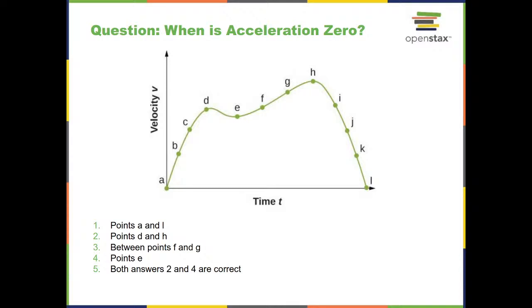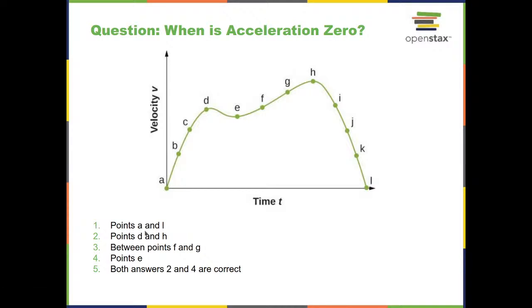So let's look at this graph here, which is velocity versus time. You can see there's different points marked on the graph here, A, B, C through L. This is the velocity as a vector quantity in a one-dimensional problem, and the time on the x-axis here. So the question is, when is the acceleration 0 in this graph? And so there's 5 answers here. Use the numbers to vote here in the class. 1, 2, 3, 4, or 5.